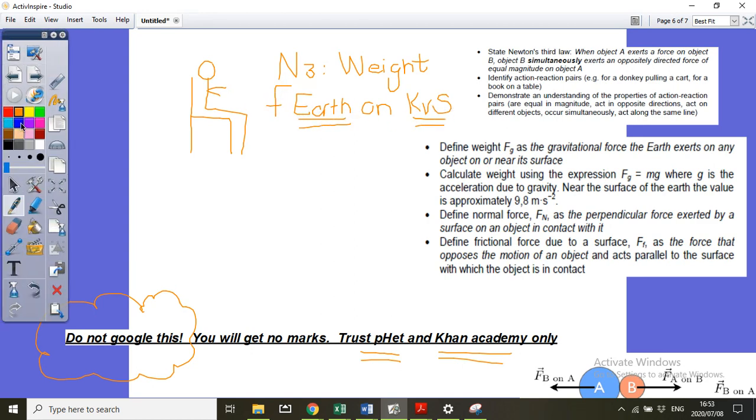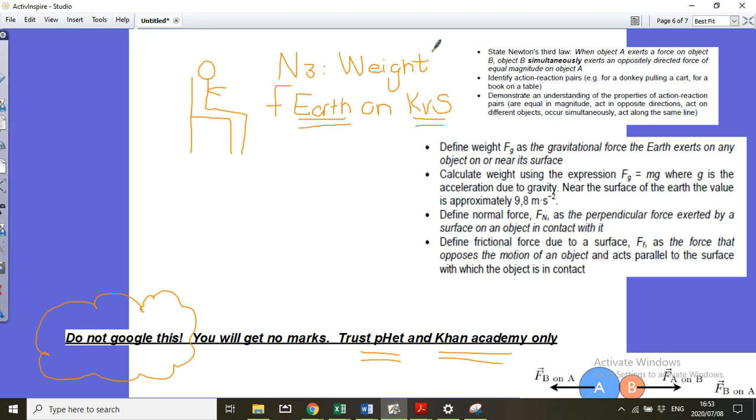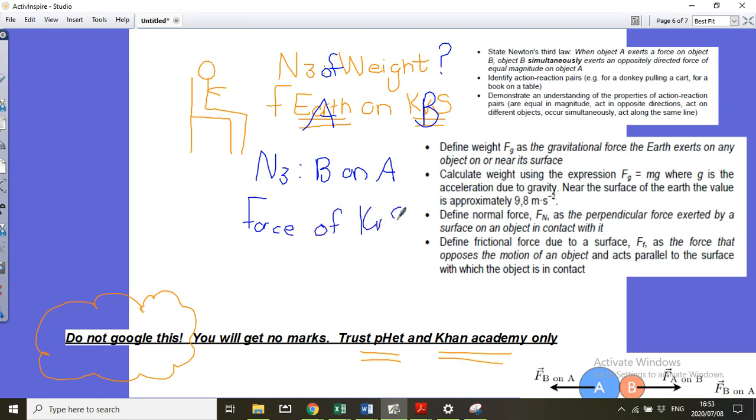Now, if I need to know what the Newton 3 pair is, because the question says, what is the Newton 3 pair of the weight? Now, to get the Newton 3 pair, remember this was object A, Earth on me. So the Newton 3 reaction pair would be B on A. So it's the force of, please remember it's still a force, of KVS on the Earth. Please do not throw in a third object. There are only two objects involved here.